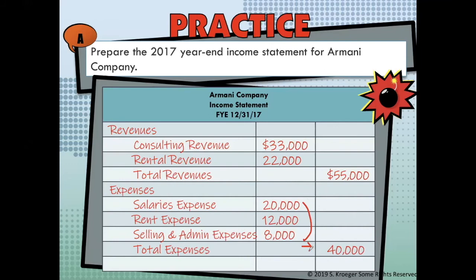Lastly, we'll put in our net income or net loss. We will subtract these numbers, 55,000 minus 40,000. If it's positive, it's a net income. If it's negative, it's a net loss. What do we have here? It's a positive number. 55,000 minus 40,000 is 15,000. It will be a net income of 15,000. Remember, we will need this for our next statement, which is the owner's equity statement.